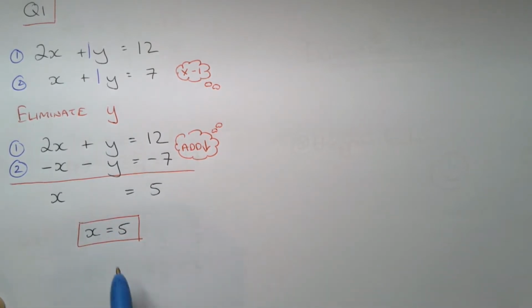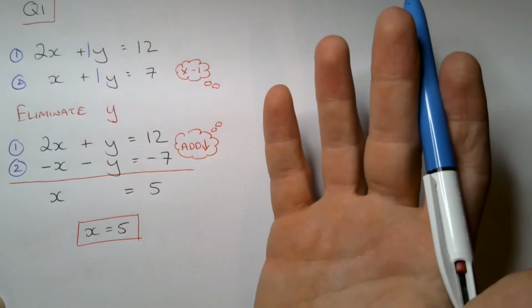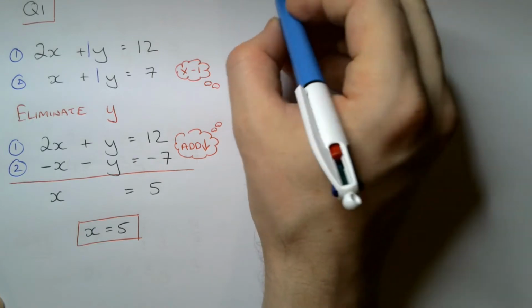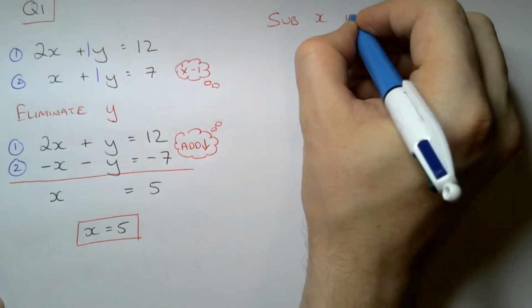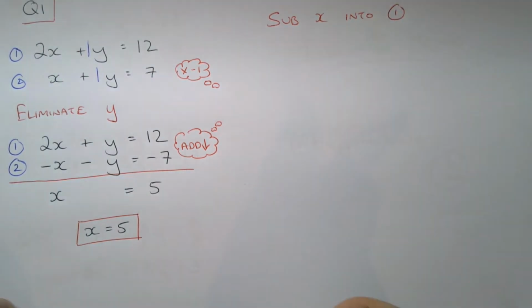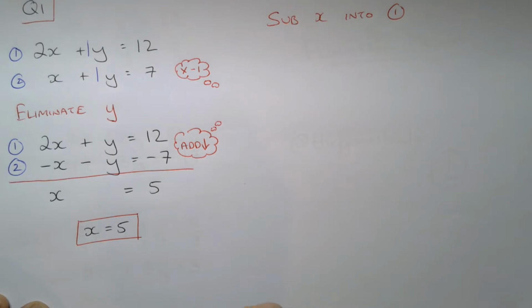I found the value of x, so now I need to find the value of y. So how do I do that? Well, I'm going to sub x into equation 1 or equation 2. Now, it actually doesn't matter which one you do it in, but I'm going to sub x into equation 1. You can check it in either and you'll get it right, so don't worry. But let's just have a go.